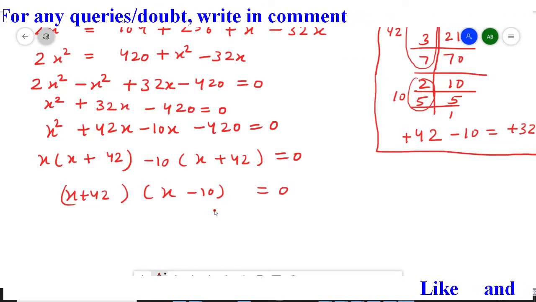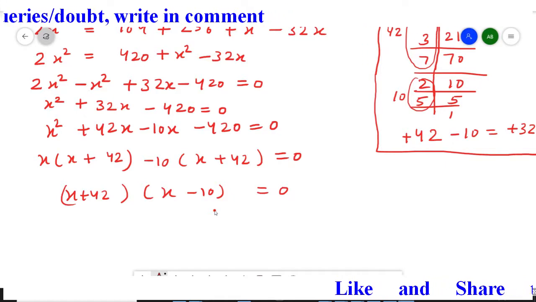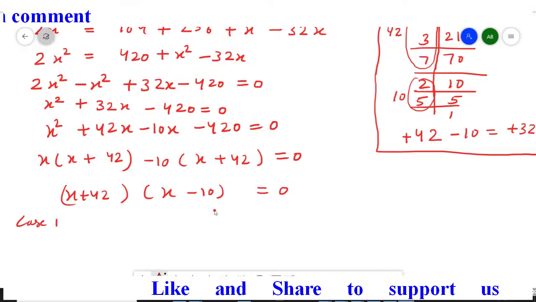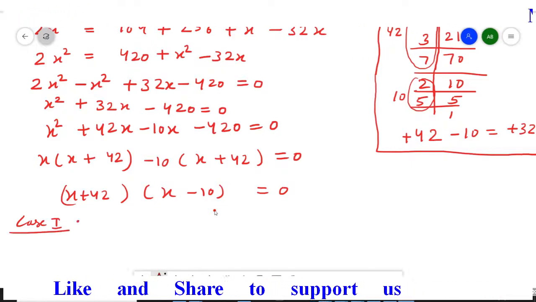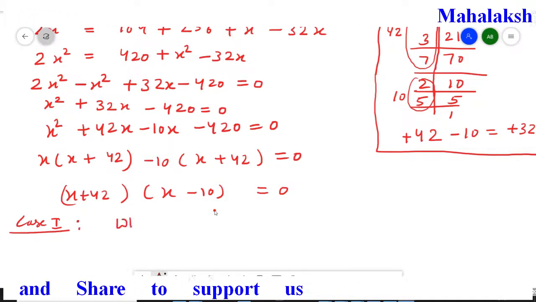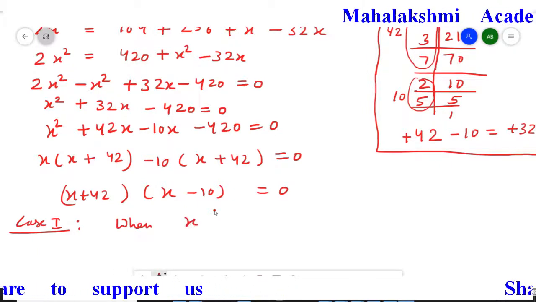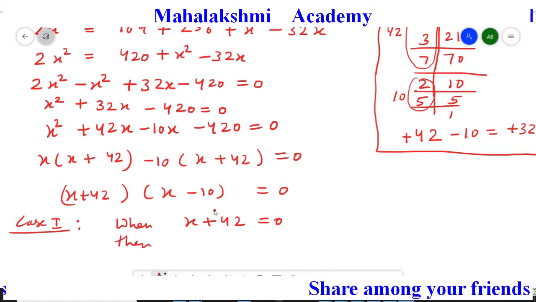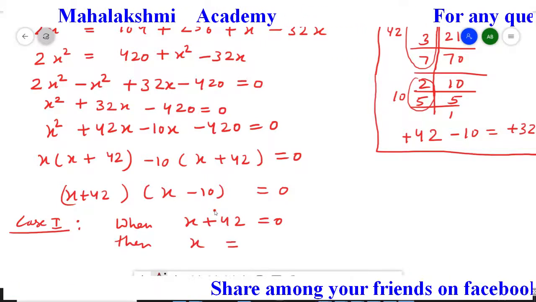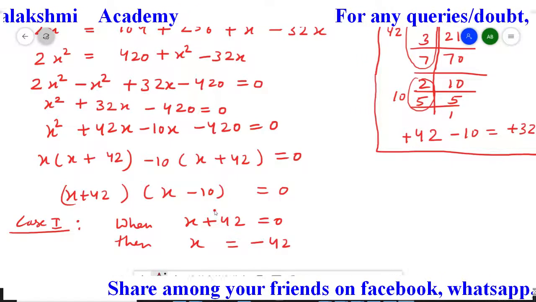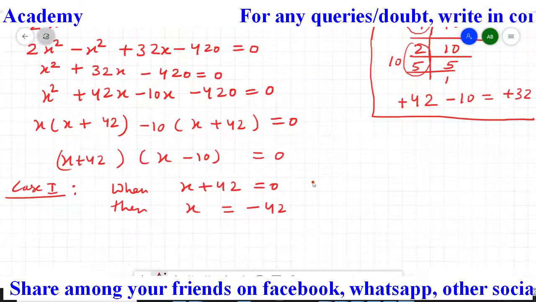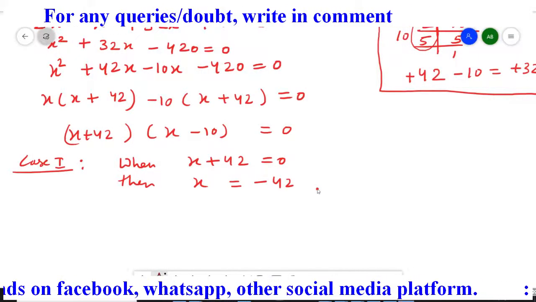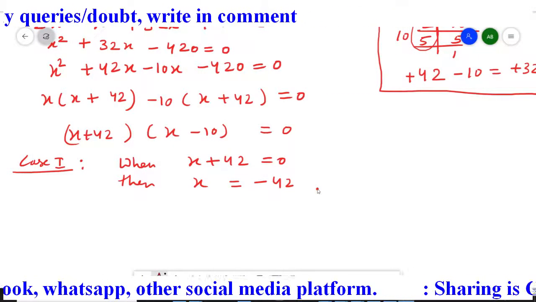Now the product of two brackets is equal to 0. So among them any one is going to be 0. One by one we have to take them. So we will take the first case. In case first, when x plus 42 is 0, in that situation x is equal to minus 42. But student, in the starting it is given to us that 16 is divided into two parts. So this minus 42 cannot be a part of 16.